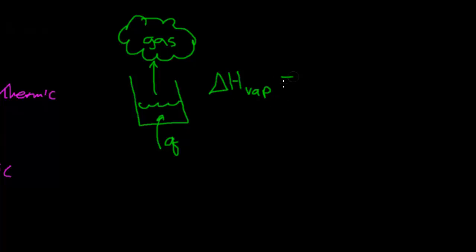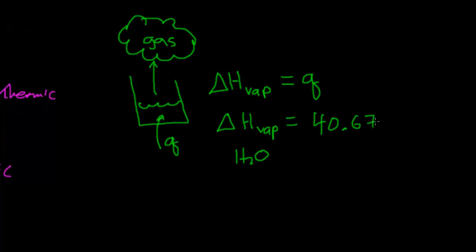Delta H vap is equal to the amount of heat that you have to put in to vaporize a substance. Normally we express this as the amount of heat energy you have to put in to vaporize, say, 1 mole of substance. So delta H vaporization for water, for example, is equal to 40.67 kilojoules per mole. This is the amount of heat energy you have to put in if you want to convert 1 mole of liquid water into 1 mole of water vapor.